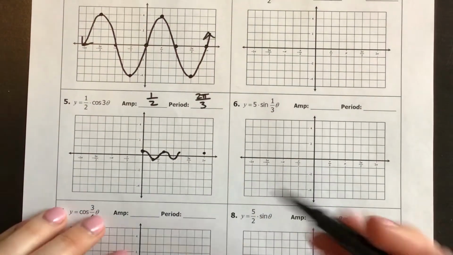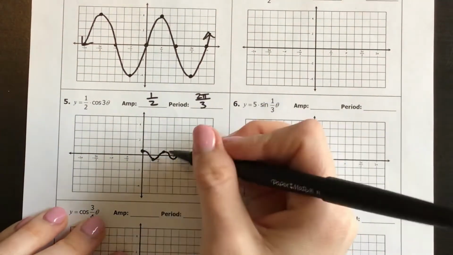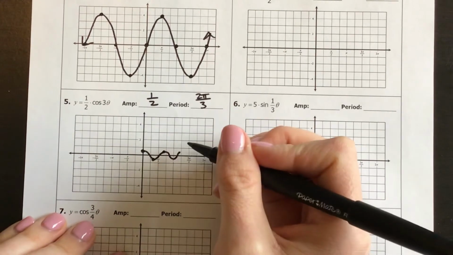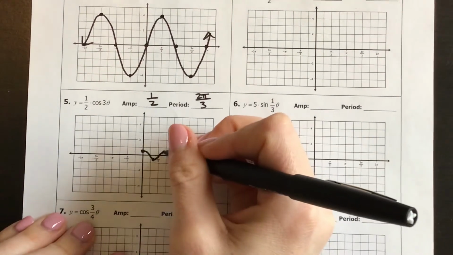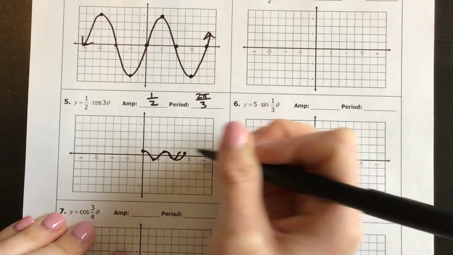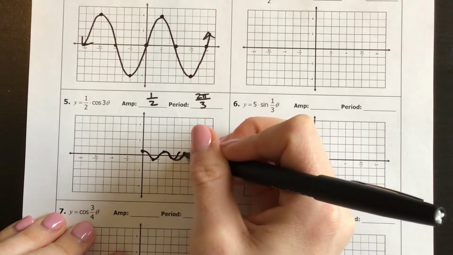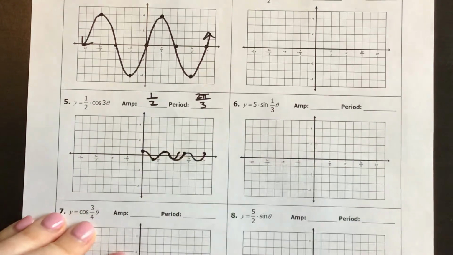So I think I did that one not quite far enough. Sorry, if this is 2/3 right here, then 4/3 would be 1 1/3. So that should be right around there. So start and end a cycle here. Start and end a cycle here.